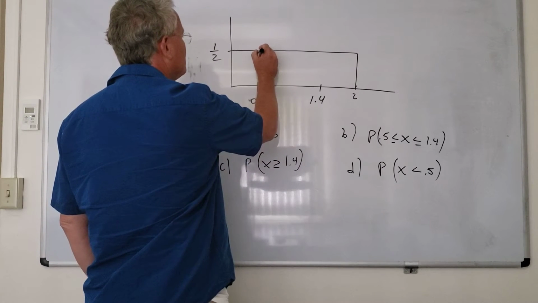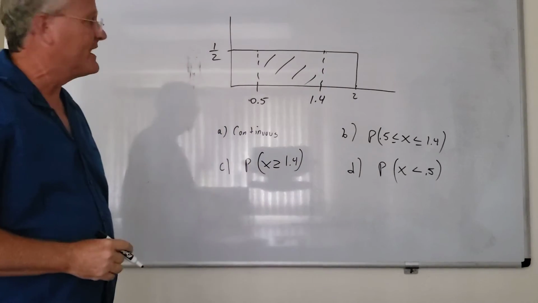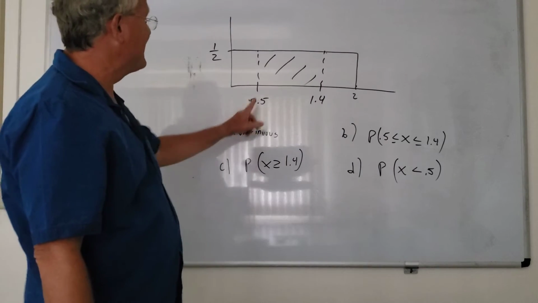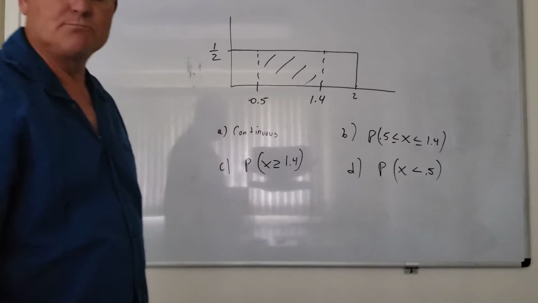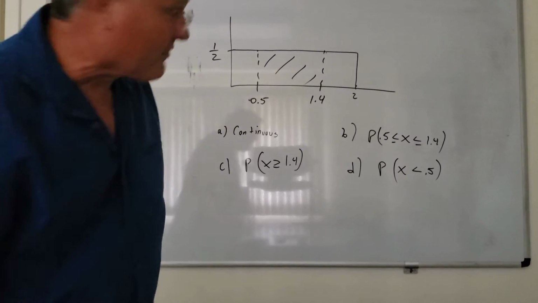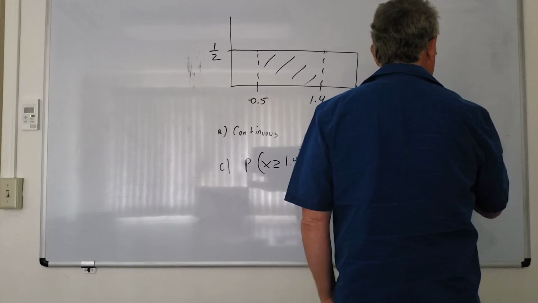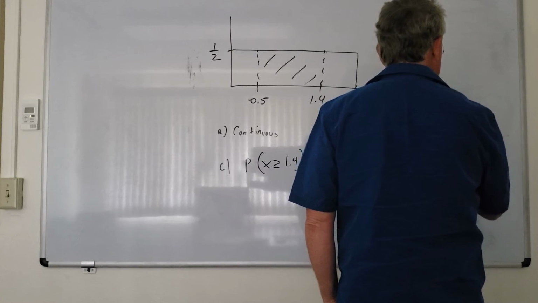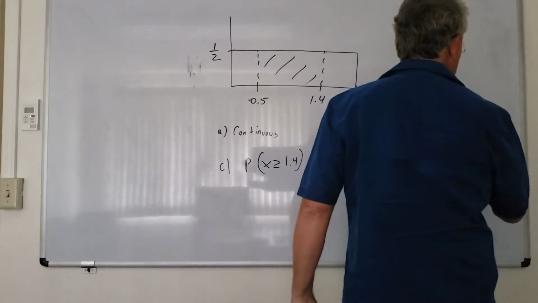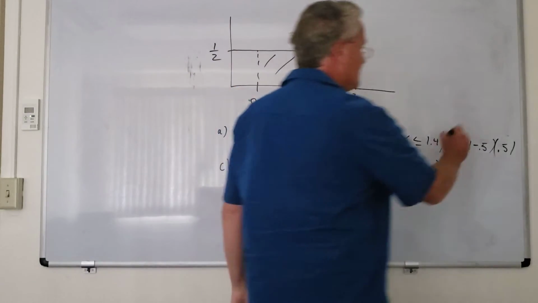In other words, we got to calculate this area. Well, what is that area? This distance, 1.4 minus 0.5 is 0.9, and 0.9 times 0.5 is 0.45. So 1.4 minus 0.5, that's this distance, times this distance gives us the area times a half, which is 0.5. And when you do that arithmetic, you get 0.45.